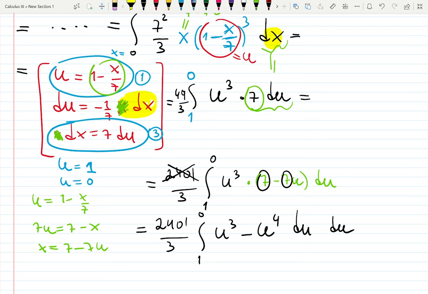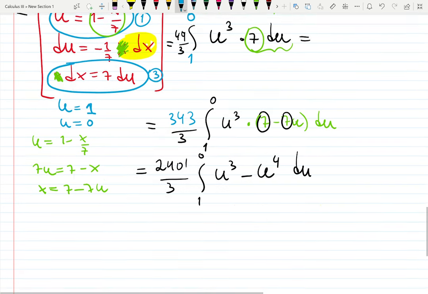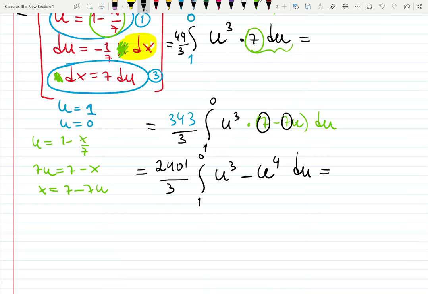If you quickly check what is 49 times 7, it is 343. So fix that. 343. And then times 7, it gives you 2401. Finally, you have u to the 4 over 4, right? So 2401 over 3. u to the 4 over 4 minus u to the 5 over 5.